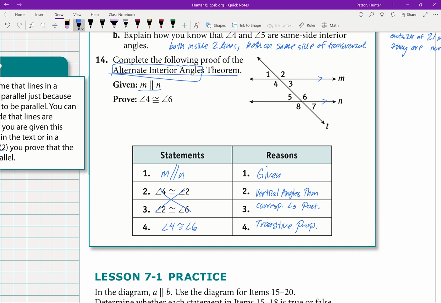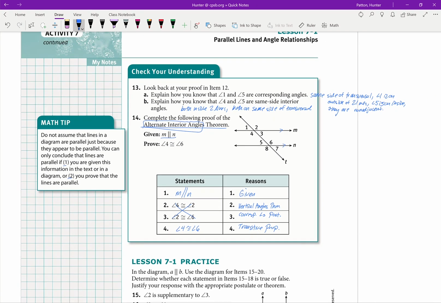All right, so we are finished here. That is lesson 7-1. It was a lot of information. This was a longer video, about 40 minutes long, but this is a lot of good information.